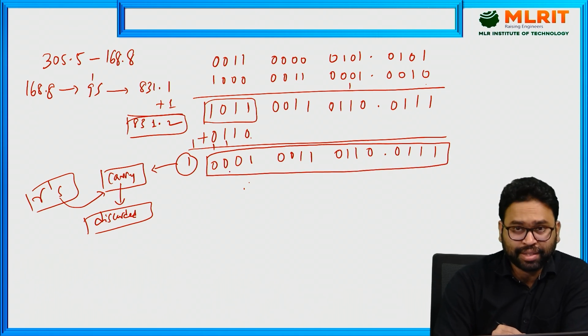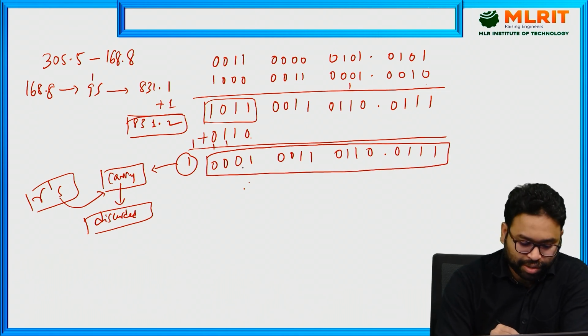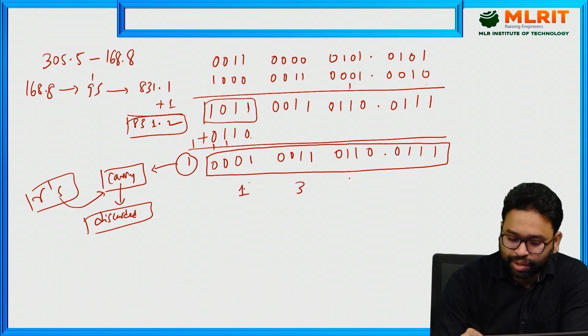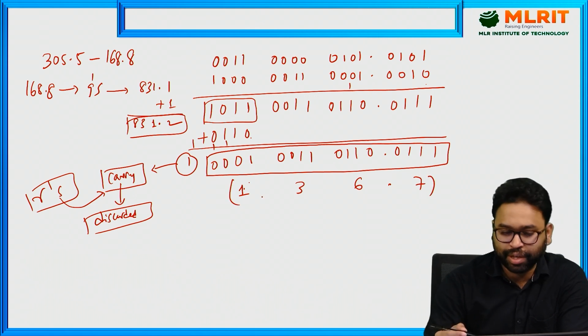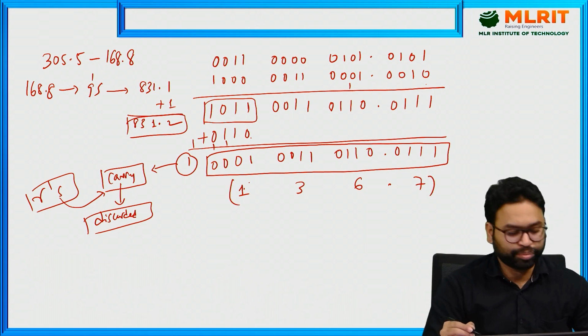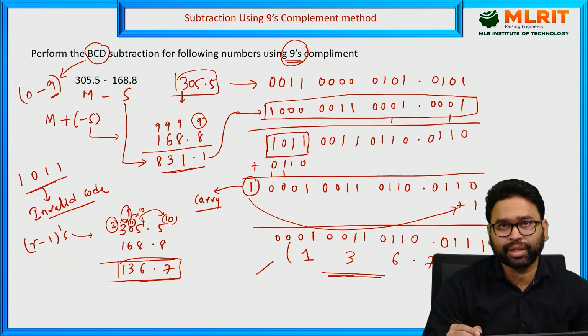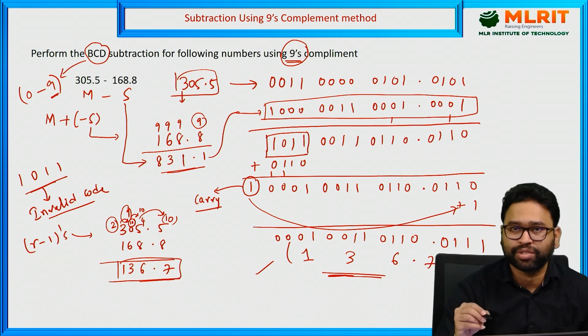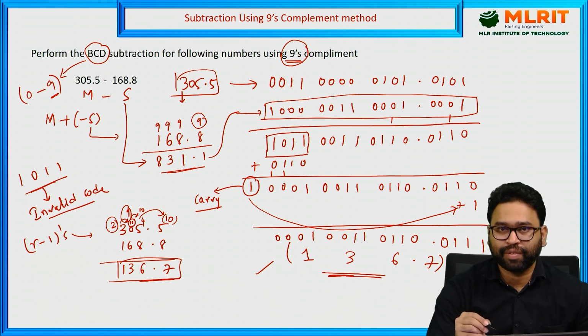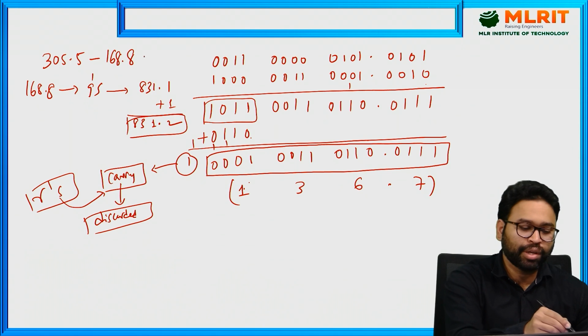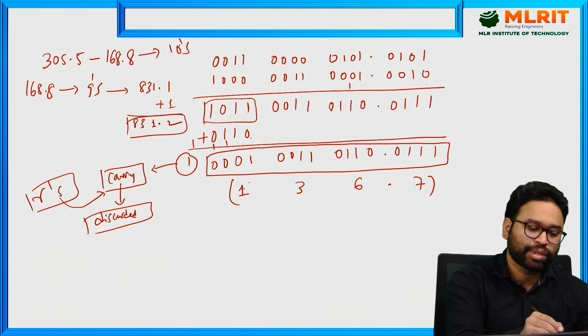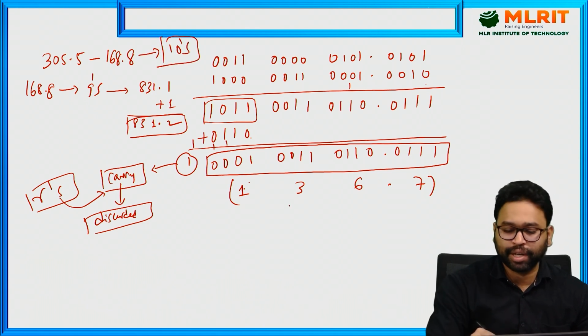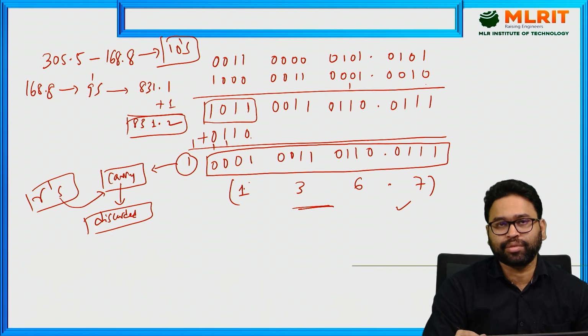If you write the equivalent decimal value of this BCD, 0001, it will be 136.7. You can check with the previous problem that we solved using the 9's complement, which also equals 136.7. Now you are performing with the tens complement method, and still we are getting the same answer.